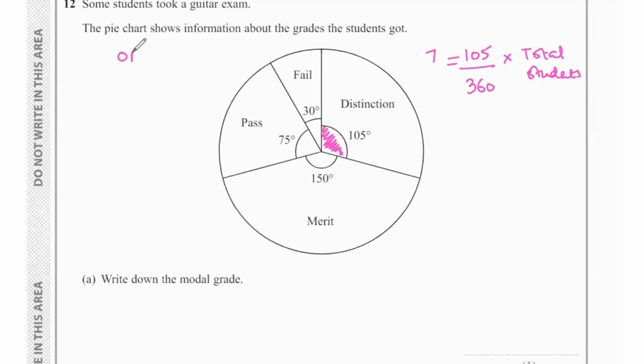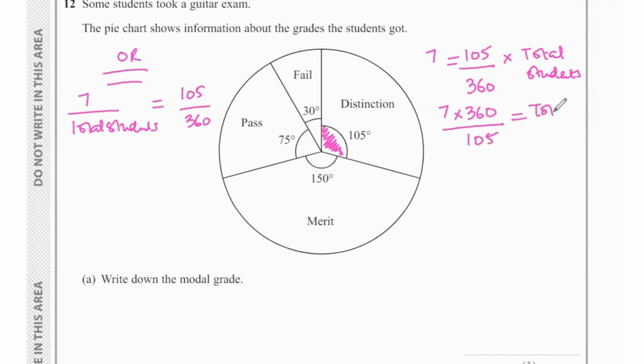Or you could have written this as 7 over total students. Basically compare the fractions of the number of students to the angle for the distinction. So 105 over 360. Both ways are correct. So to make total students the subject, we're going to multiply 7 with 360 and then divide that by 105. So we can find the total number of students. That'll give us 24. So a total of 24 students took the exam.